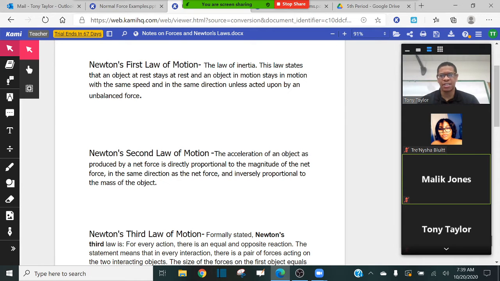What this says is that an object at rest will stay at rest unless acted upon by an unbalanced force. The same thing for an object in motion: an object in motion will stay in motion unless acted upon by an unbalanced force. So essentially, guys, this law is saying that all objects have a natural resistance to change. That's basically what inertia means, resistance to change.